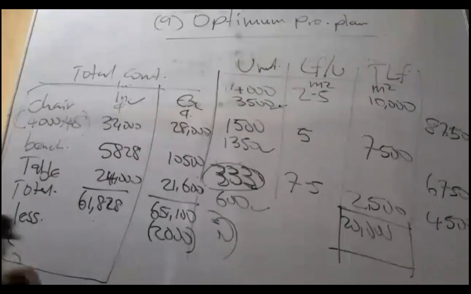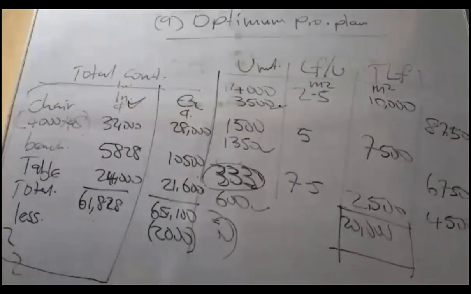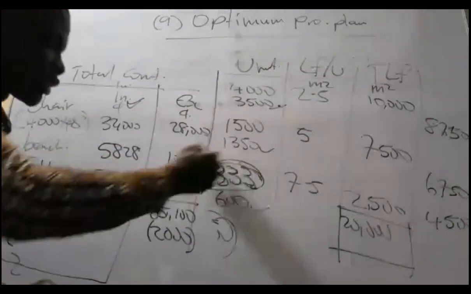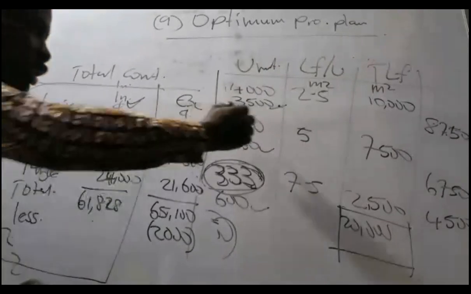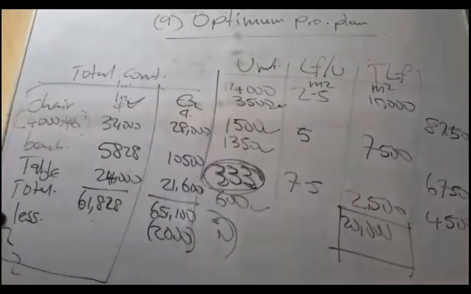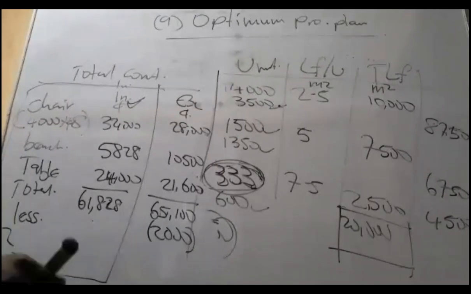So therefore, the optimum production mix will be 4,000 for that of the chair, 1,005 for that of the table, and then 3,333 for that of bench. Why? Because they should include it, but they don't have any other resource to go and produce the other demand.